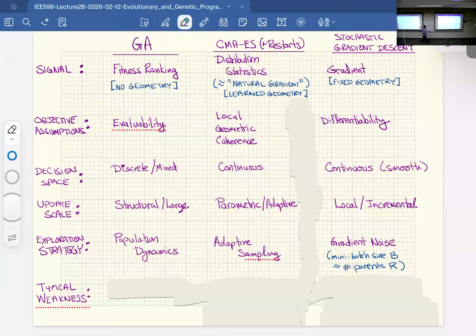All right, so the strategy for exploration in the GA is population dynamics: natural selection, mutation, and so on. That's what's driving changes. That's how we explore. In CMA-ES, it's adaptive sampling. In this case, we update the parameters of a sampling distribution, and in the next generation, we take samples from that distribution. From those samples, interacting with a fitness function, we update the parameters again, and we do that over and over again. In stochastic gradient descent, we just use gradient noise. So that's that mini batch that I was talking about.